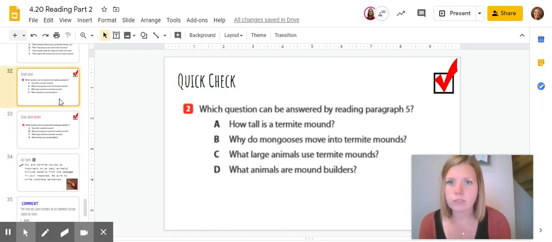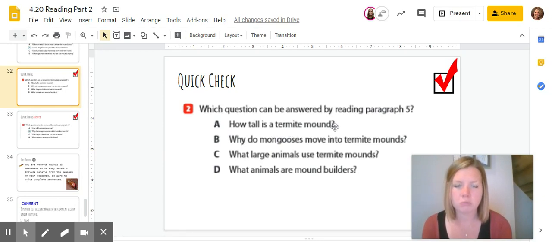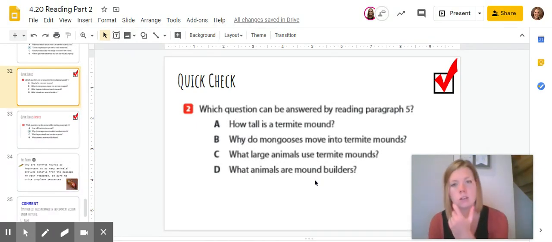Well, it says, which question can be answered by reading paragraph 5? A, how tall is a termite mound? So did it talk about the height of the termite mound? B, why do mongooses move into termite mounds? C, what large animals use termite mounds? And D, what animals are mound builders? So again, thinking about paragraph 5, if you need to, go back and listen to it again. What question would you be able to answer? Thinking to yourself now.